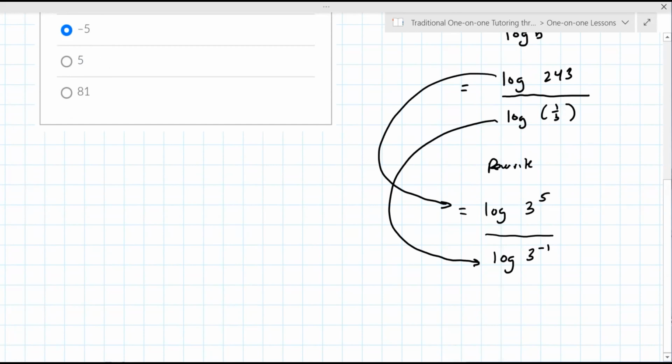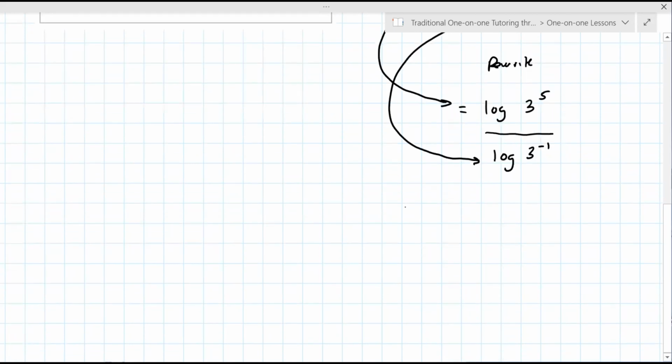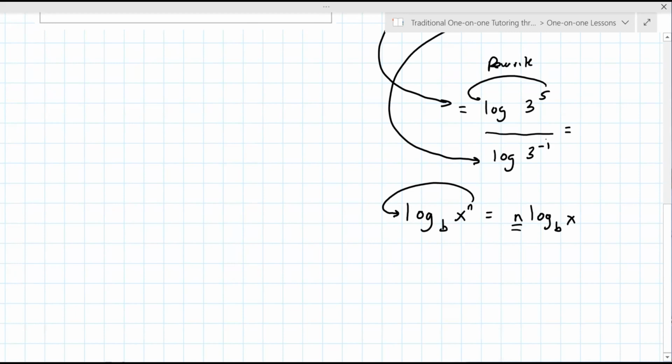Yeah. All right, great. So now the next property is that the log base b of x to the n equals n log base b of x. And essentially all we're doing is moving that exponent out in front. So the exponent was up here, now it's out in front as a coefficient. We can use that in this line by bringing both of these out in front. So it's 5 log 3 over -1 log 3.